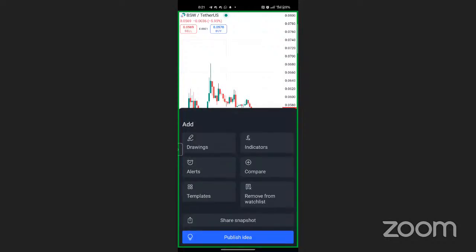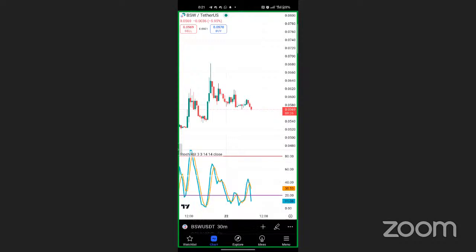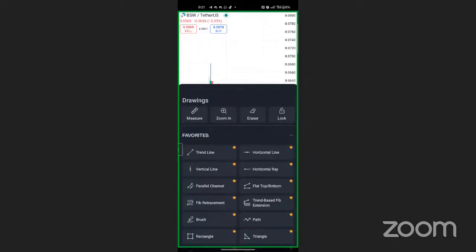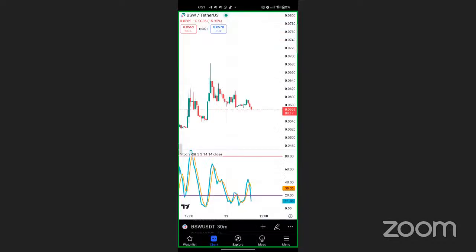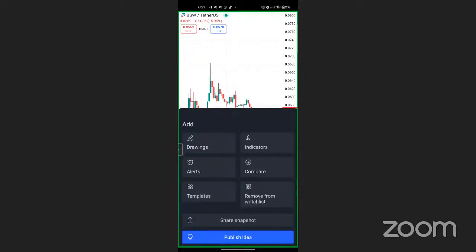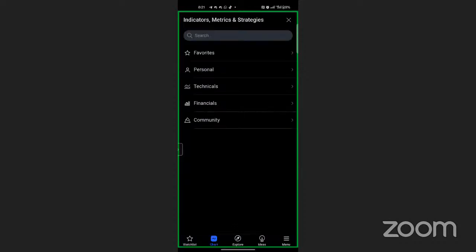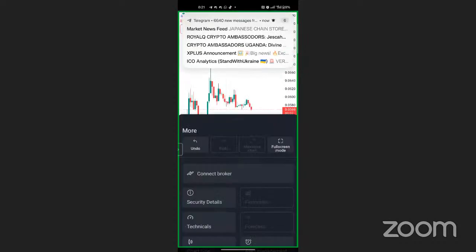I still tap on this plus. No. I tap on, am I forgetting? I've not used this for a long time now. These are tools, just a minute. Plus sign, what have I forgotten? Just a minute. These are indicators.